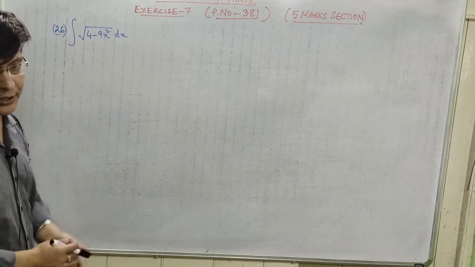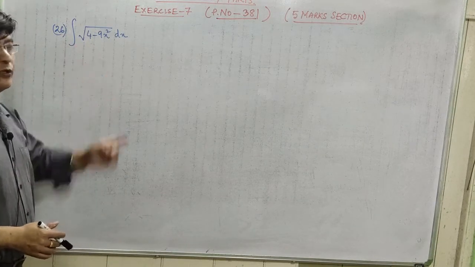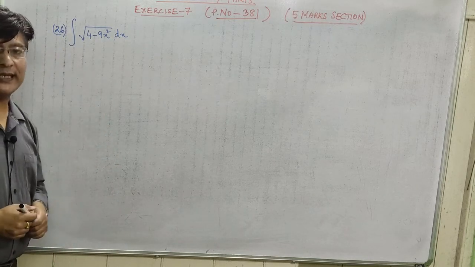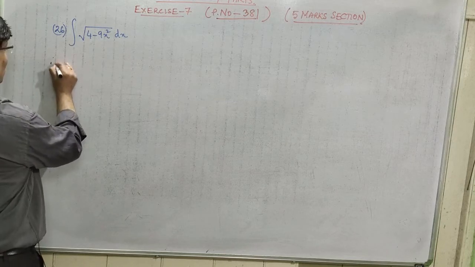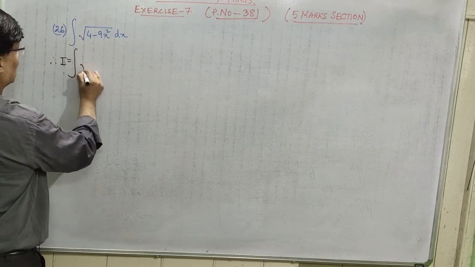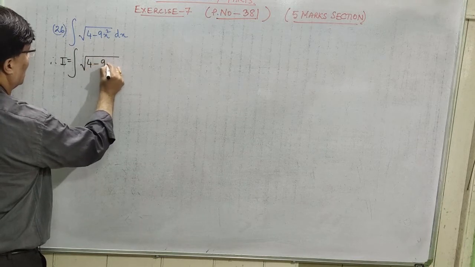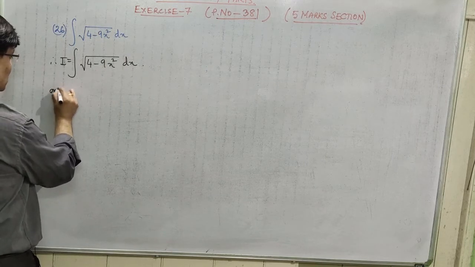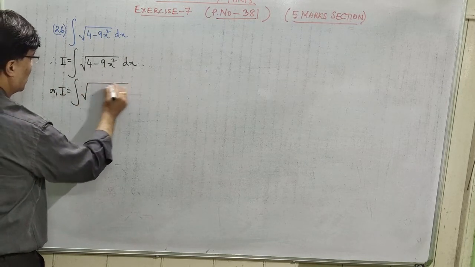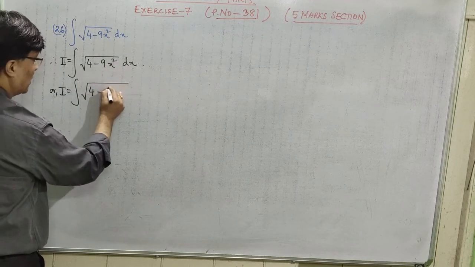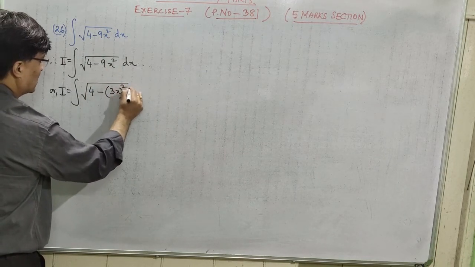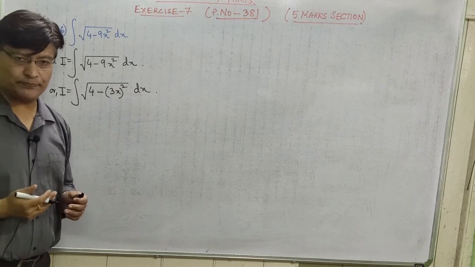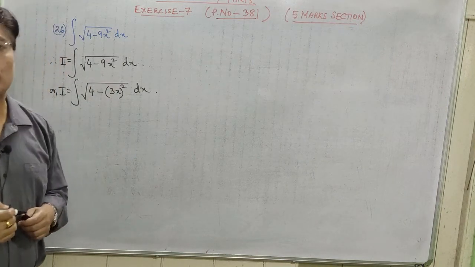You have to evaluate this integration. The question is integration of within square root 4 minus 9x square dx. So let us convert it into standard form. Okay. So therefore I is equal to integration of within square root 4 minus 9x square dx. Or later you can write it as integration of within square root 4 minus 9x square can be written as 3x whole square. Then what do we write? Dx. And 4 can be written as 2 whole square also. Okay. 9x square is written as 3x whole square, right?